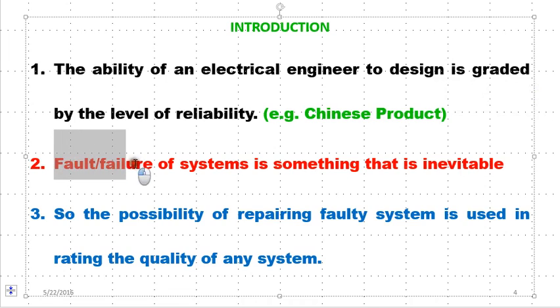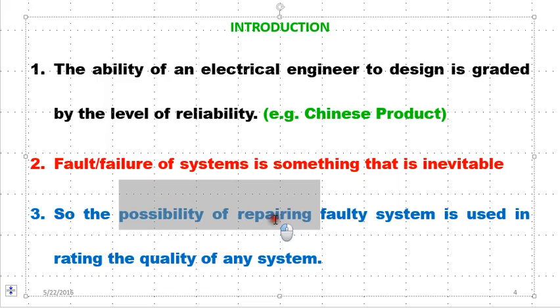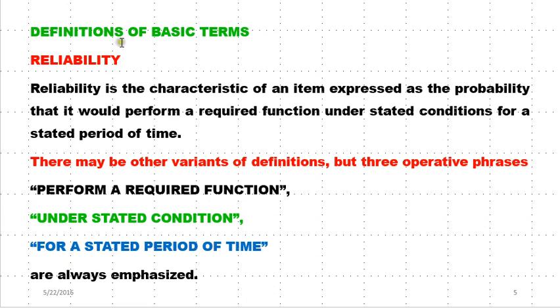One thing we need to know is that the issue of fault or failure is inevitable. You can never have a system that will work forever without failing. It will fail. So another parameter we use for rating the standard of an engineer is the possibility of repairing that system when it experiences a failure. Is it easily repairable? If yes, then the design engineer is categorized as a good one.